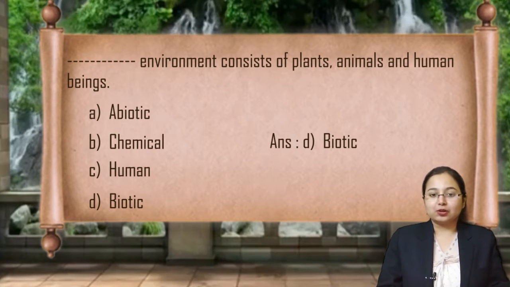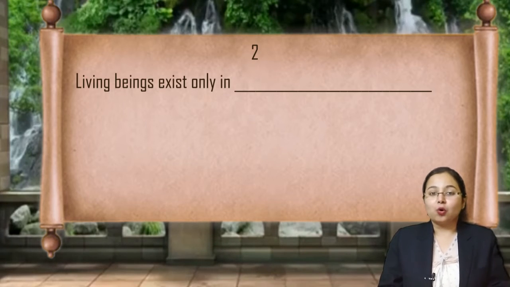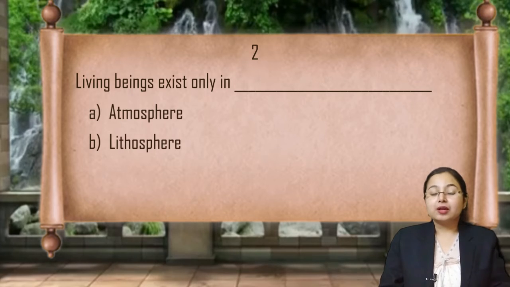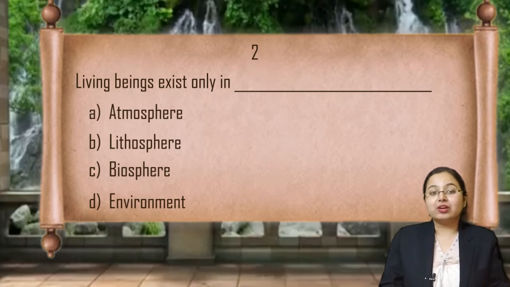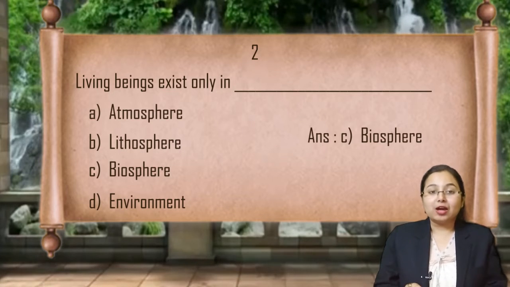Now let's come to the second question. The second question says, living beings exist only in dash. The options are A, atmosphere, B, lithosphere, C, biosphere and D, environment. So children, living beings or life exists only in the biosphere.